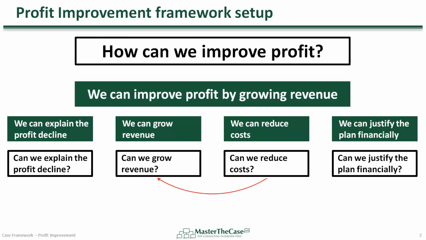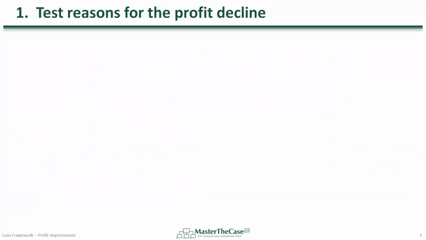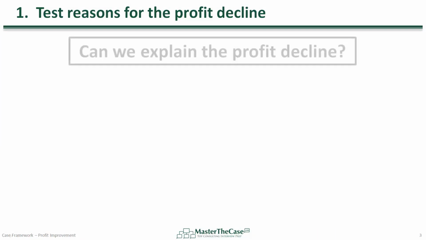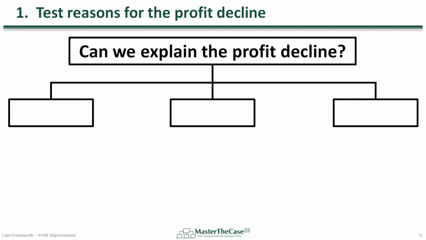We will analyze these key issues as distinct steps in a systematic yes or no hypothesis testing process to solve the case. Let's now explore each step in more detail. The first step in the framework is to test reasons for the profit decline. One key issue here is, can we explain the profit decline? To answer it, we'll analyze three main sub-issues.